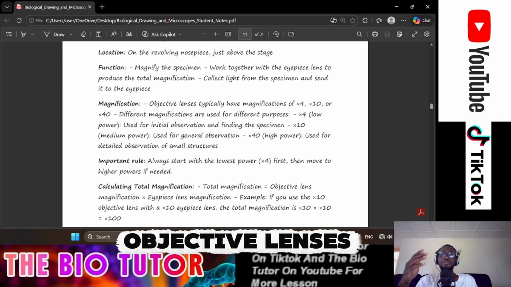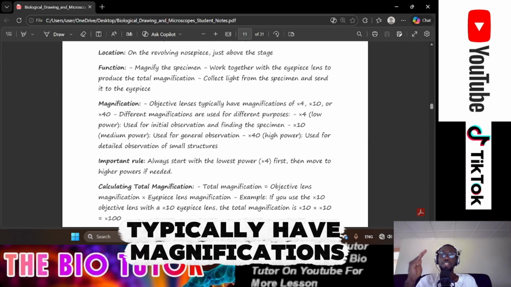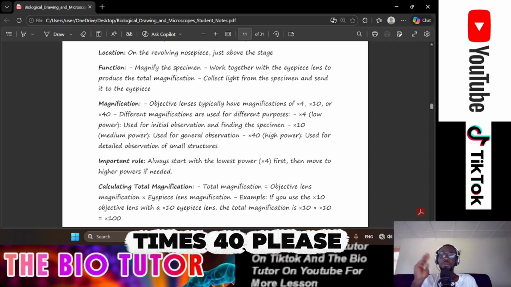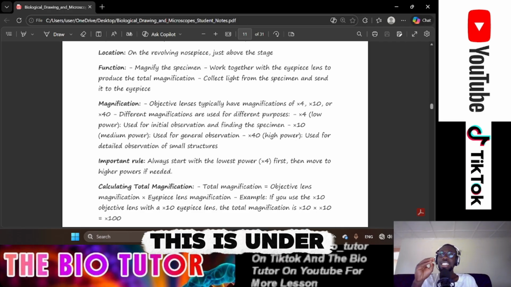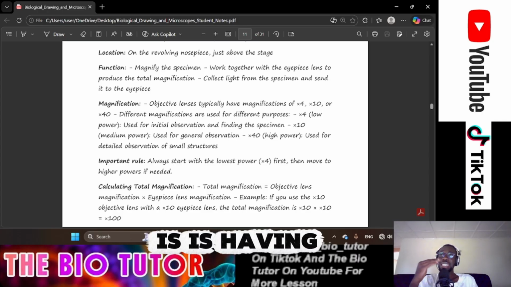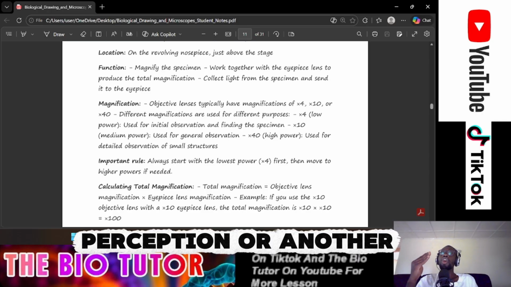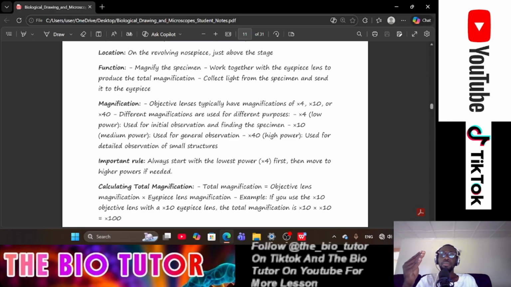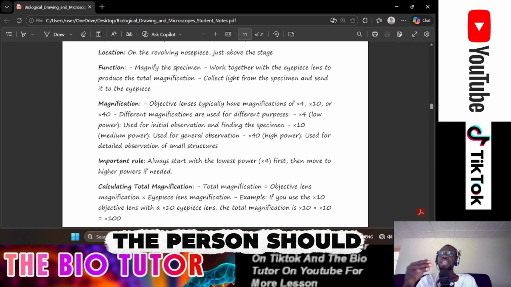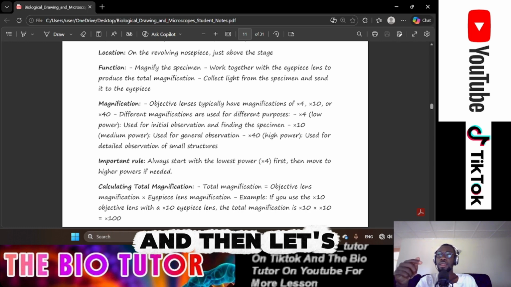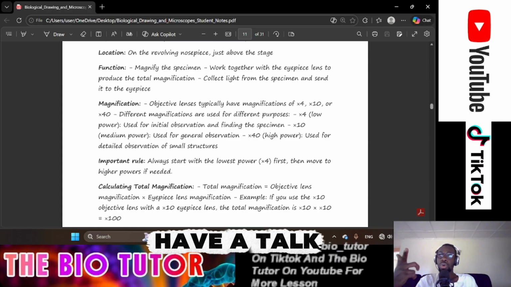Objective lenses typically have magnifications of times 4, times 10, or times 40. Please, this is under the new curriculum. So if somebody is having another perception or other values aside from what I'm saying, the person should revisit the new curriculum, and then let's have a talk in the comment section.